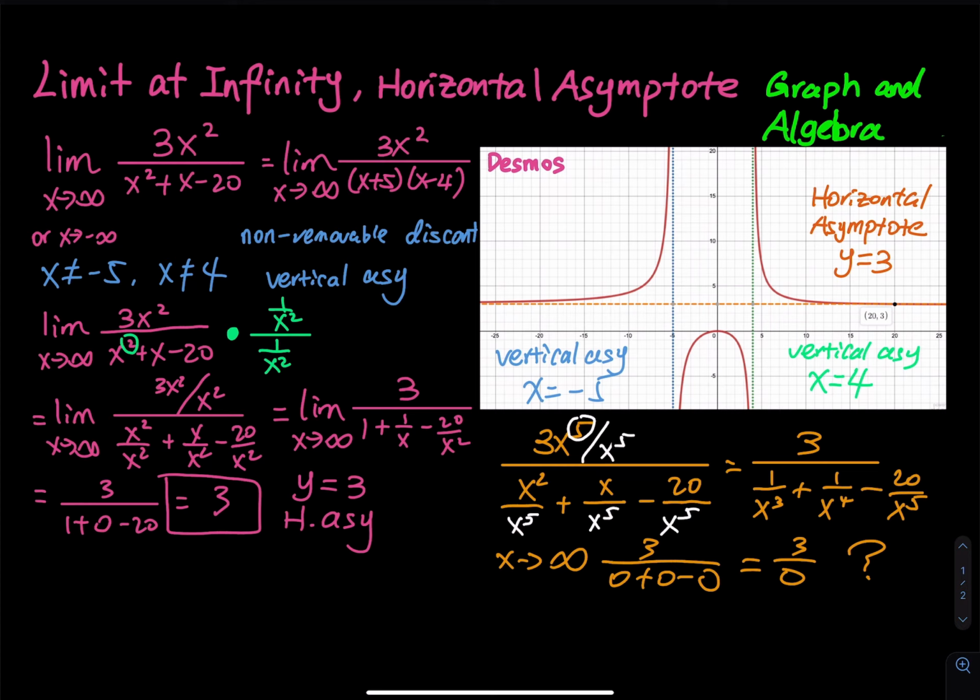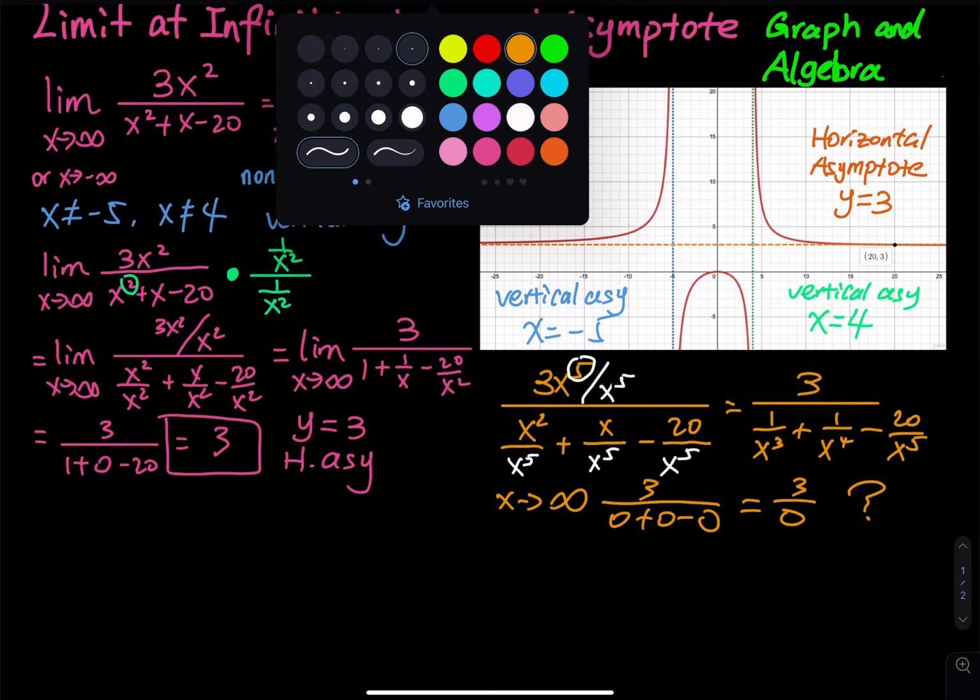Okay, so let's provide a deeper analysis for each of the vertical asymptotes. So the first one I have is x equals -5, right? How do I know on the left side it goes up, on the right hand side it goes down? So let me tell you why.